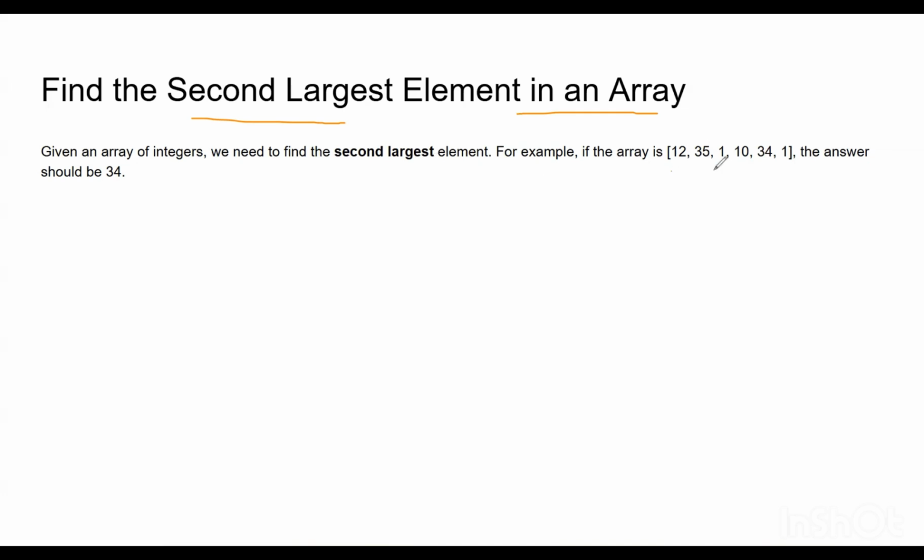If you see here, we have an array of integers: 12, 35, 1, 10, 34 and 1. And the second largest element among this array is going to be 34. Why so? Because 35 is the largest element in the array and 34 is the second largest element. You don't see any number that is less than 35 or greater than 34. So obviously 34 is the second largest element. So we are clear with the problem statement, and we've understood this better with an example. Now let us look into how to solve this problem further.